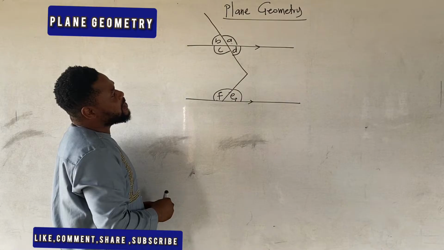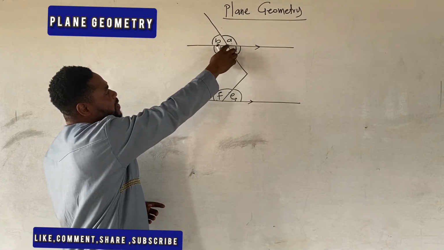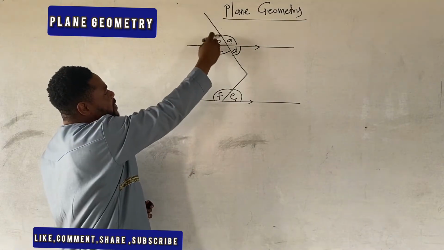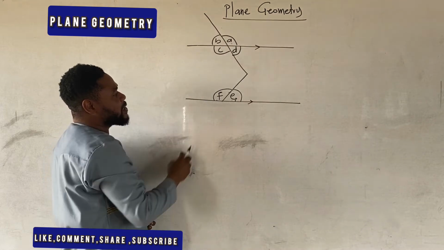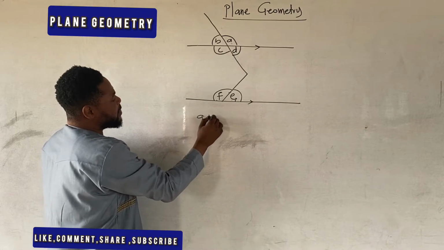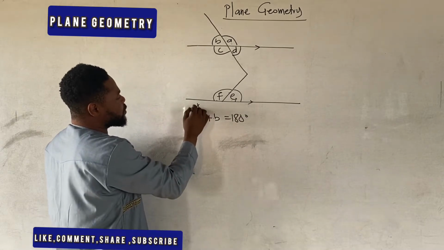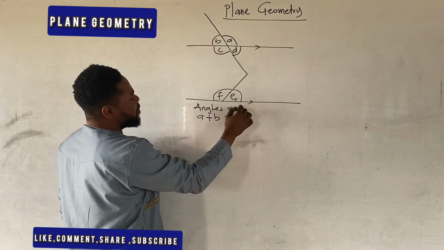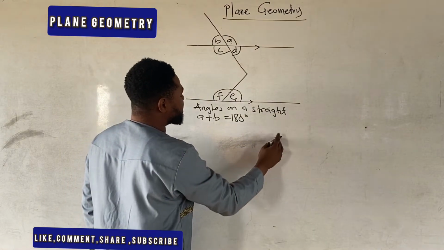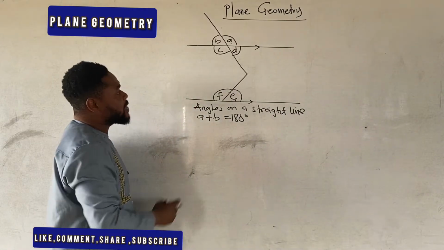Now, from the diagram we see here, these two lines are parallel and there is a meeting point here, which means we can see some formation of angles there. First of all, let us look at the property combining these angles. We can say that angle A plus angle B should be equal to 180 degrees. And that is what we call angles on a straight line. So angles on a straight line add up to 180 degrees, as you can see.